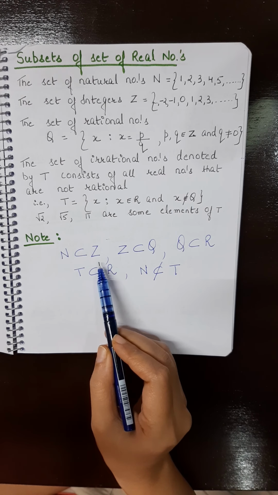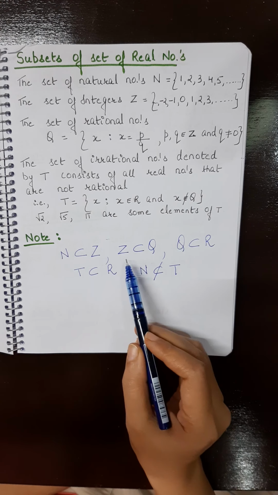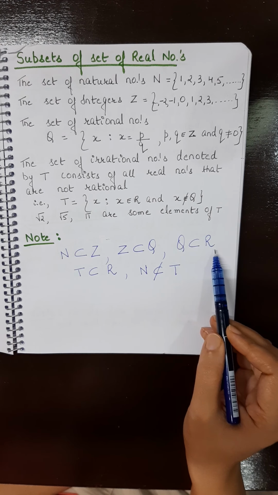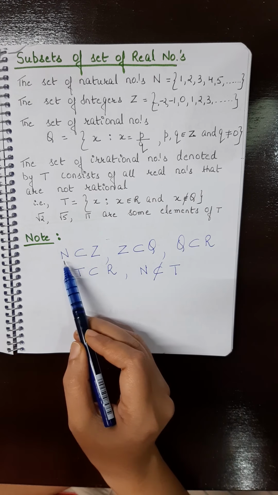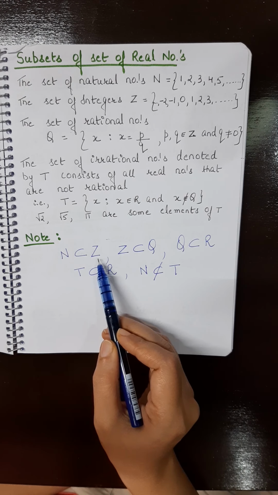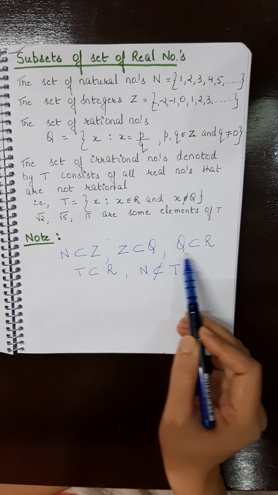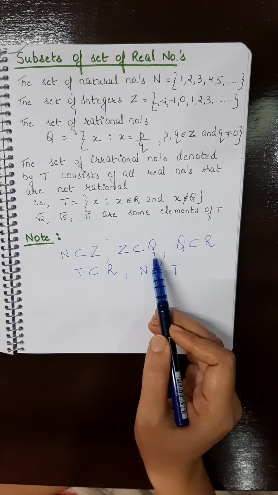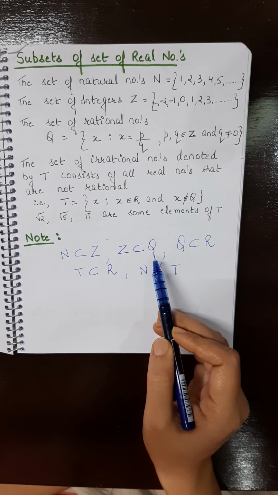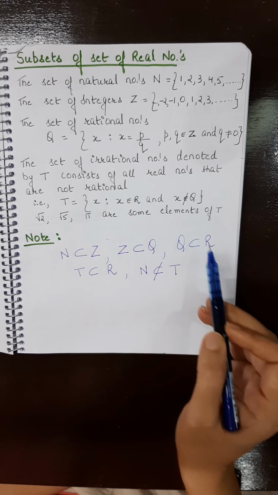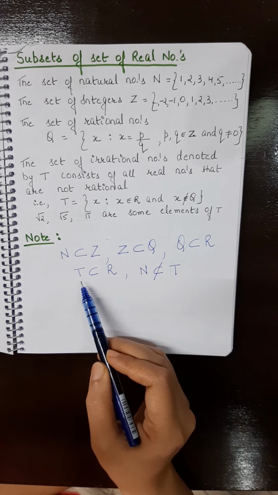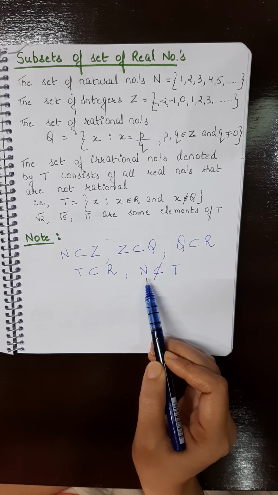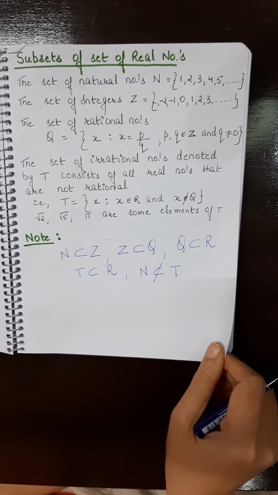So these are the relations in the form of subsets of real numbers. The set of natural numbers is contained in the set of integers. The set of integers is contained in the set of rationals. The set of rationals is contained in the set of reals. So natural numbers, integers and rationals are all subsets of R. N is contained in Z, Z is contained in Q, so N is contained in Q. Q is contained in R, so N is also contained in R. The set of irrationals is also a subset of R, but the set of natural numbers is not a subset of the irrational numbers.